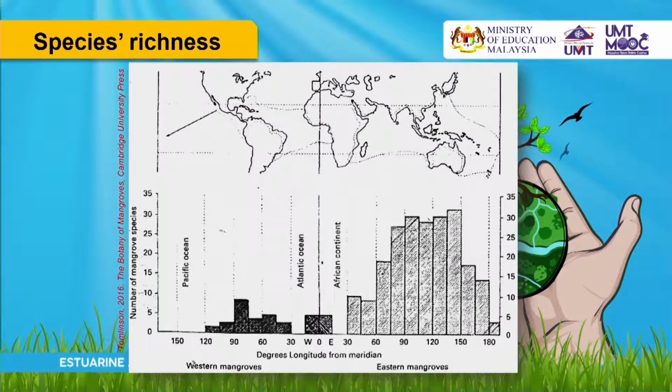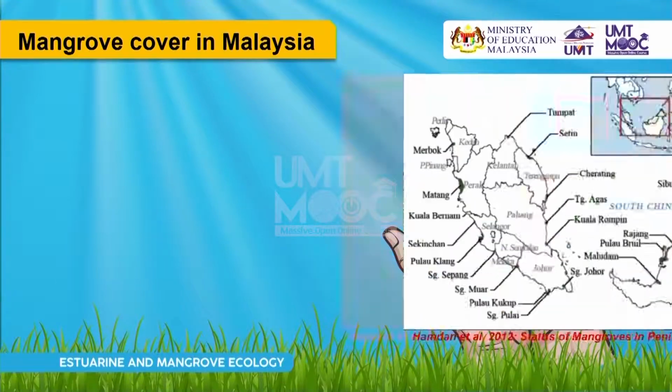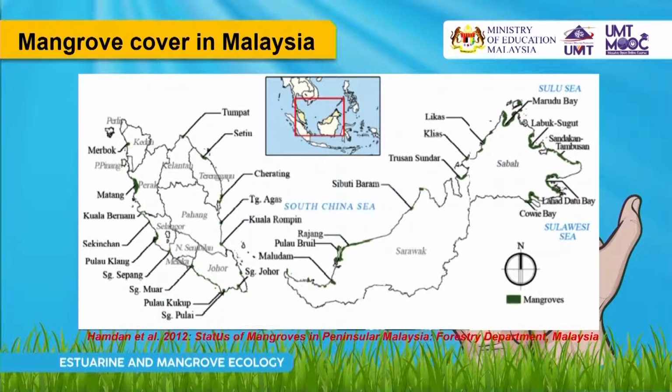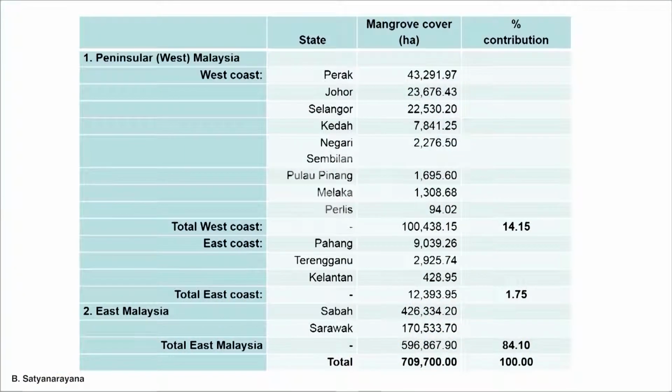Coming to Malaysia, our country stands as the second largest mangrove supporting nation in Southeast Asia and 6th in the world. You can find mangroves on both east and west coasts of Peninsular Malaysia and in Sabah and Sarawak. In Malaysia, the mangroves occupy 709,700 hectares. However, 84% of this mangrove cover is found in East Malaysia, that is Sabah and Sarawak, whereas 16% is in West Malaysia, that is Peninsular Malaysia.